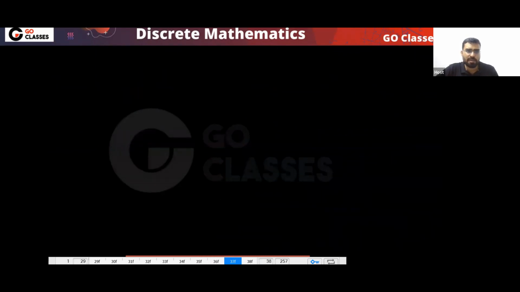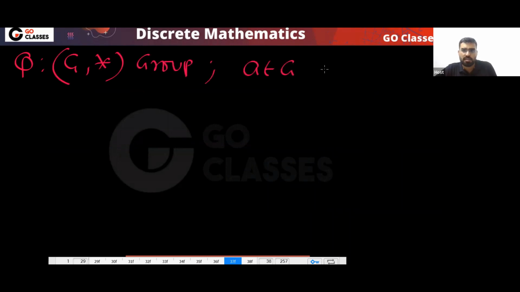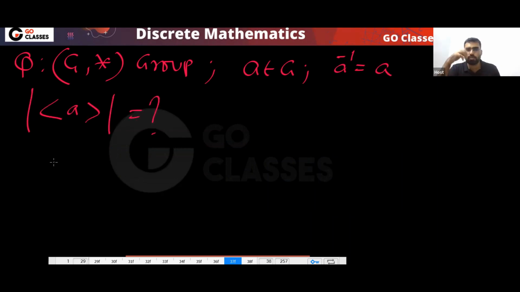If I ask you this question, you have a group, and let's assume A belongs to G such that A inverse is equal to A, then what can you say about this cardinality? Don't say 2. This will be at most 2. This is the subgroup generated by A, and its cardinality will be at most 2.